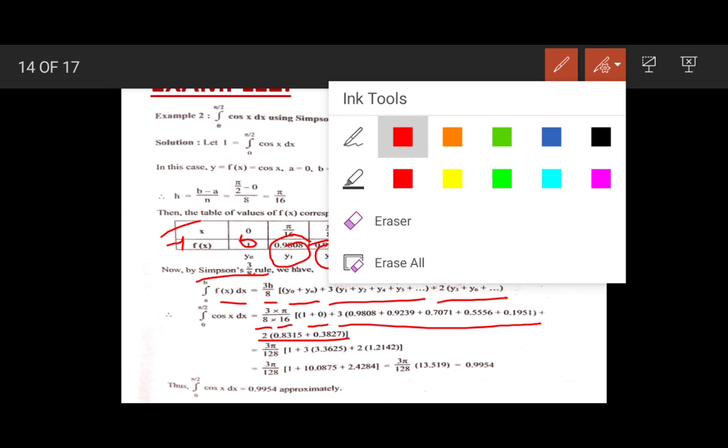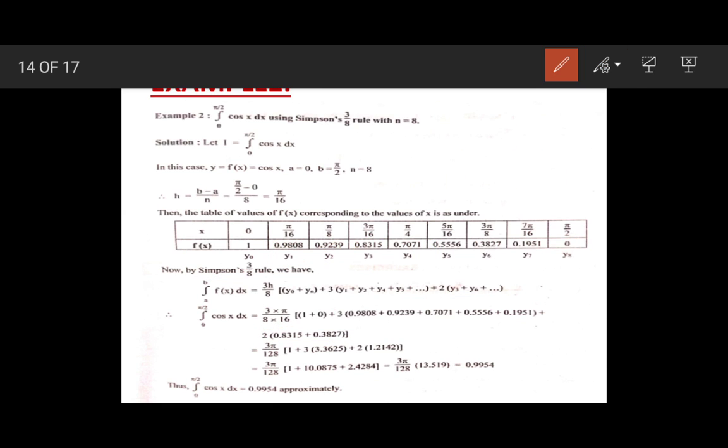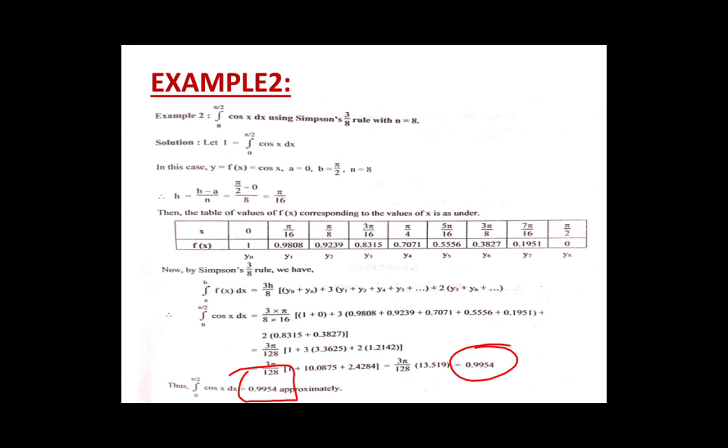So after substituting the values in this formula, we calculate Simpson's 3/8 rule, and that is equal to 0.9954. So the final value is 0.9954. Okay.